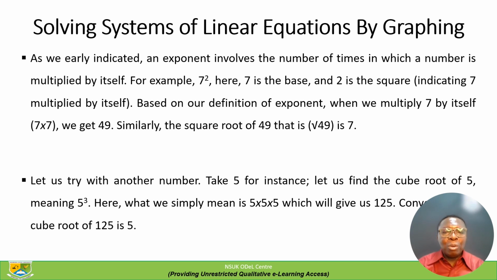Similarly, the square root of 49 is 7. Let us try with another number. Take 5 for instance. Let us find the cube, meaning 5 to the power of 3. Here, what we simply mean is 5 times 5 times 5, which will give us 125.